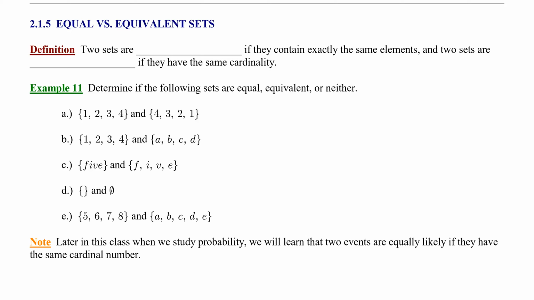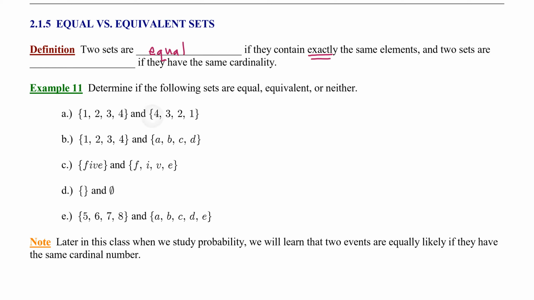The words equal and equivalent are sometimes interchangeable in the English language. However, they have two specific definitions with regards to set theory. Two sets are said to be equal if they have exactly the same elements. So the equality of sets indicates the idea that the elements are identical.